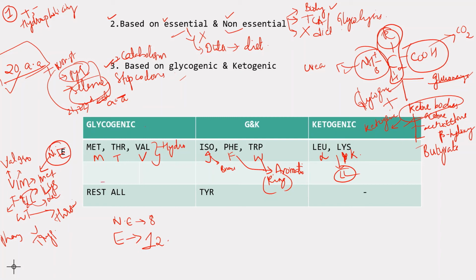And if you see the rest, that is the 12 amino acids, in all of them, only tyrosine, just exclude tyrosine. So 12 minus 1, that is 11, are glycogenic. Only tyrosine, which is Y, is both glycogenic and ketogenic, and you have no non-essential amino acid giving purely ketogenic substances.